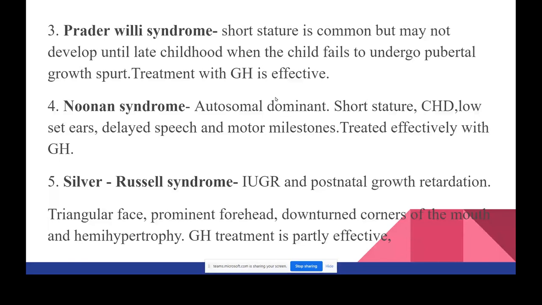And the Silver-Russell syndrome. For the Prader-Willi and the Noonan, there are so many researchers who have tried with the growth hormone and they have shown a good response. Good means not very effective, but to a certain level they have shown a response.